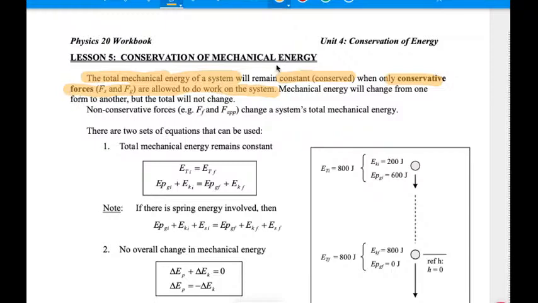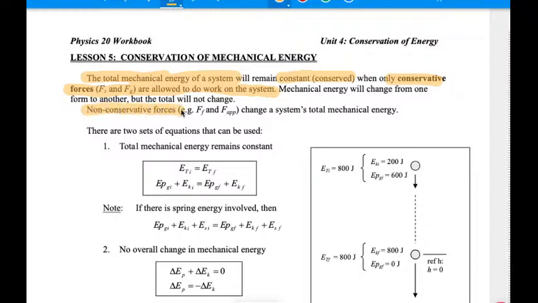So conservative forces are things within the system, right? We already have a spring in the system, so if we stretch that spring, apply a spring force or an elastic force, right, that's not going to affect the total energy. We're just going to be transforming energy within the system. So similar for gravitational potential energy.